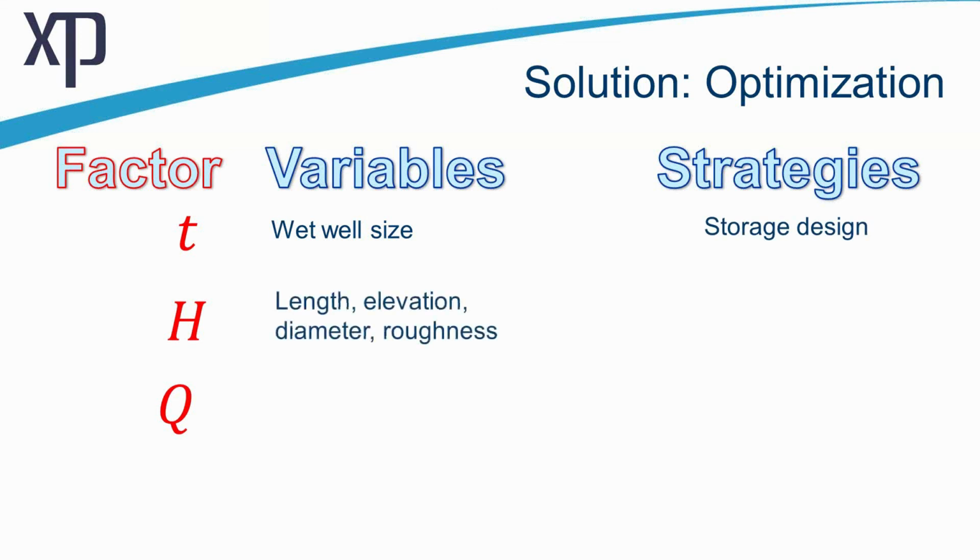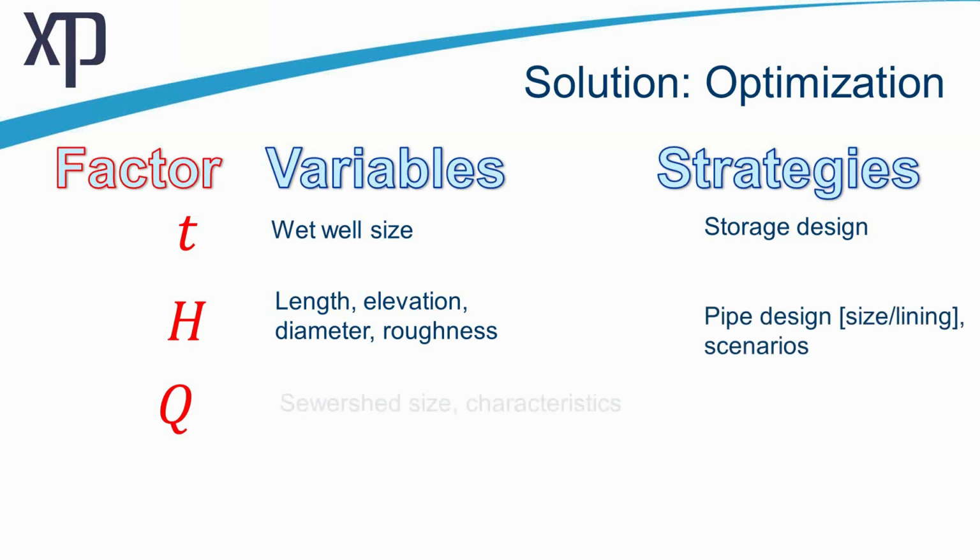Then you have head. Head varies on a lot of things, so that would be the length and the elevation, diameter, and roughness, so basically the static and dynamic head. So elevation being static, the others being a factor of your dynamic head. Consequently, there's several strategies for that. So you have the pipe design itself, which can be automated. So you have the size and lining as well as different scenarios on how you might be able to reduce the head.